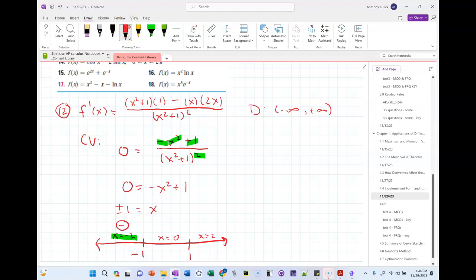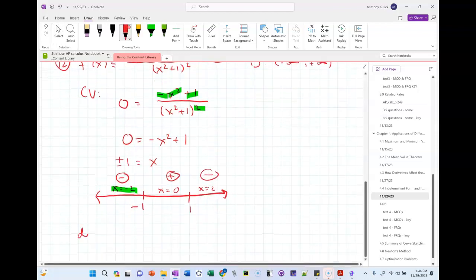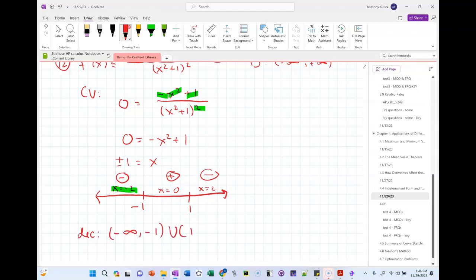Everybody's okay there? And now where am I plugging in? The derivative. Plugging into the derivative. If I plug 0 in, I get 0 plus 1 on top. The denominator I know is always positive. If I plug in +2, I should get the same thing as -2 because it's x squared. So I see that we are decreasing from -infinity to -1, and then from 1 to +infinity, and increasing from -1 to 1.